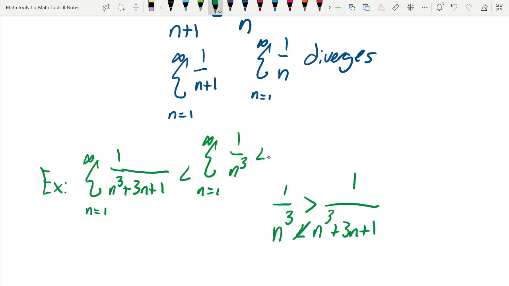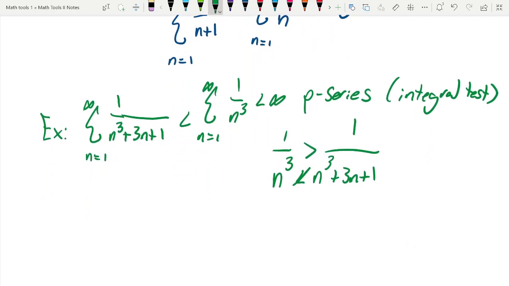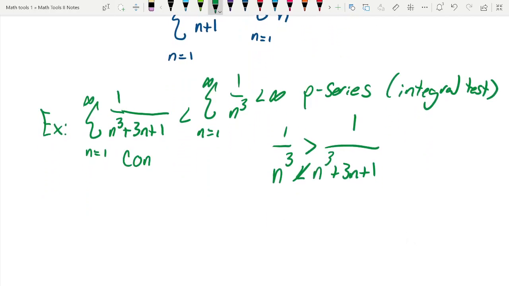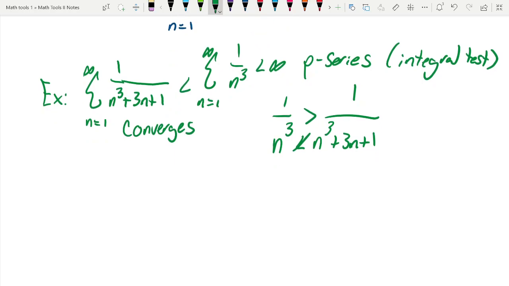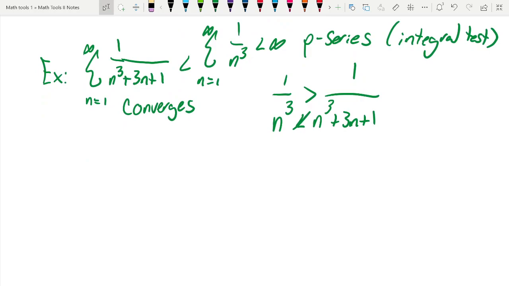And this one we know is finite because it's a p-series, right? Which is an extension of the integral test. Okay. So this one then we know converges. Okay, so again, we're not getting anything about what it converges to, just simply that it does converge.